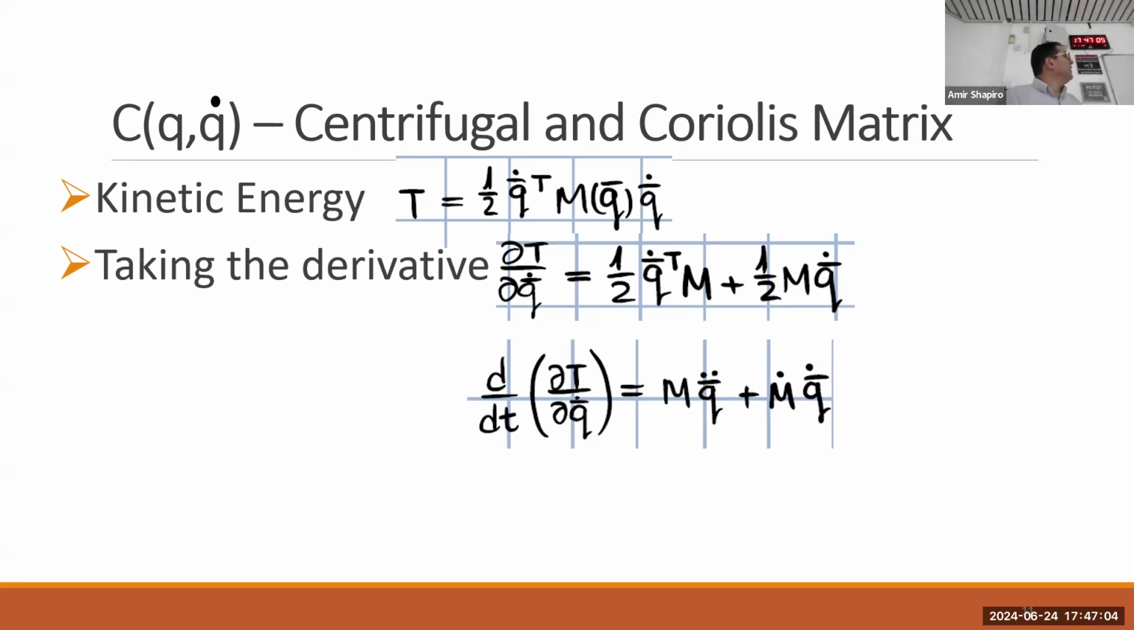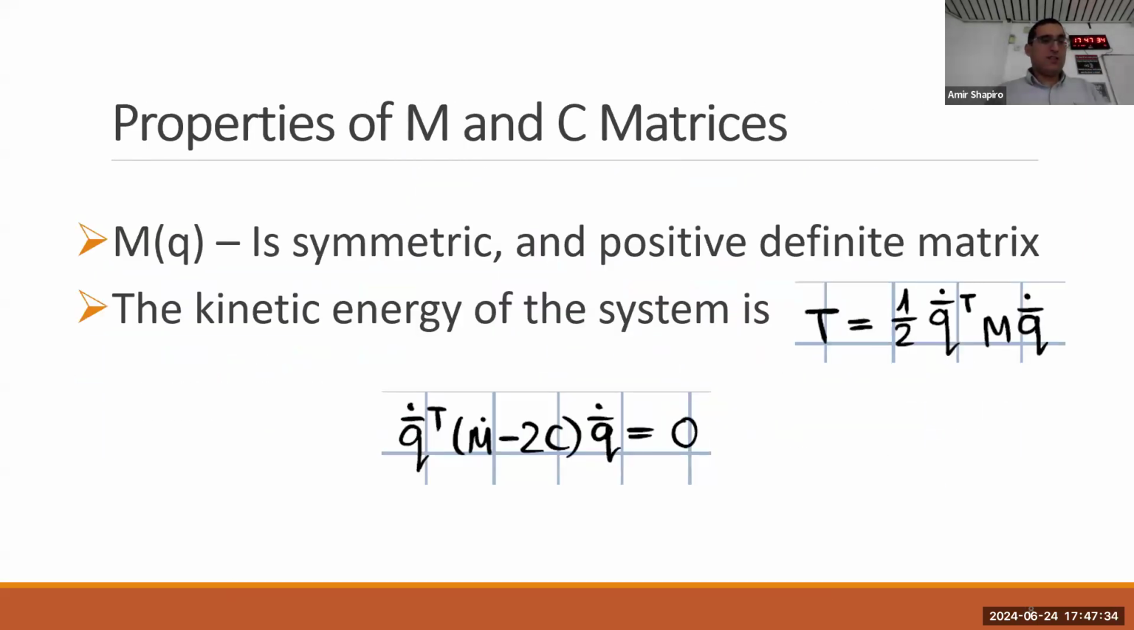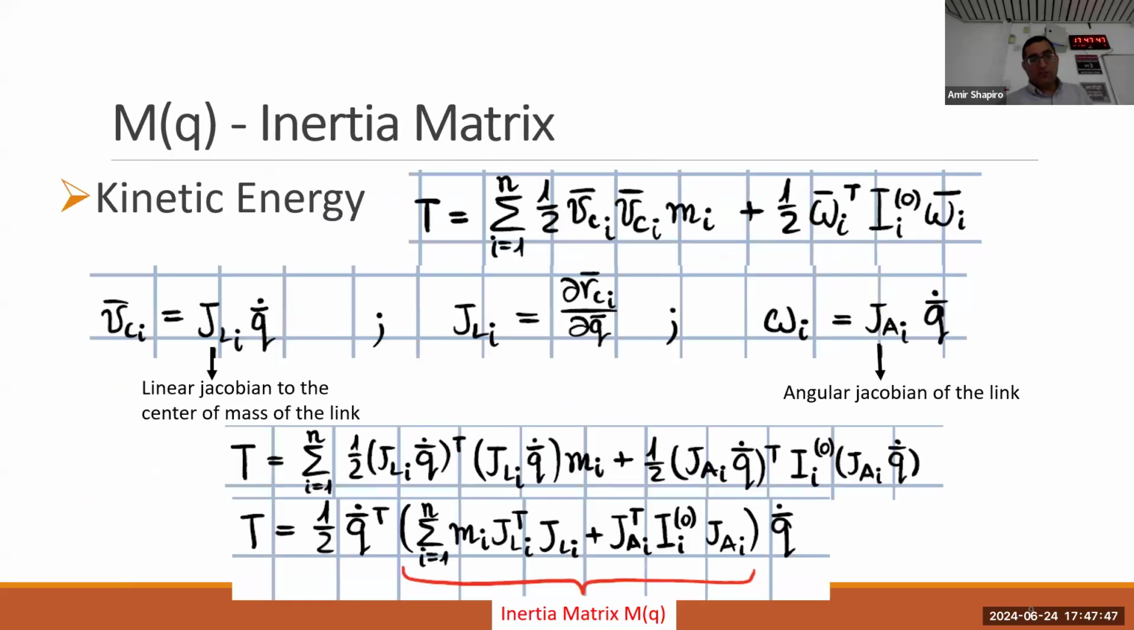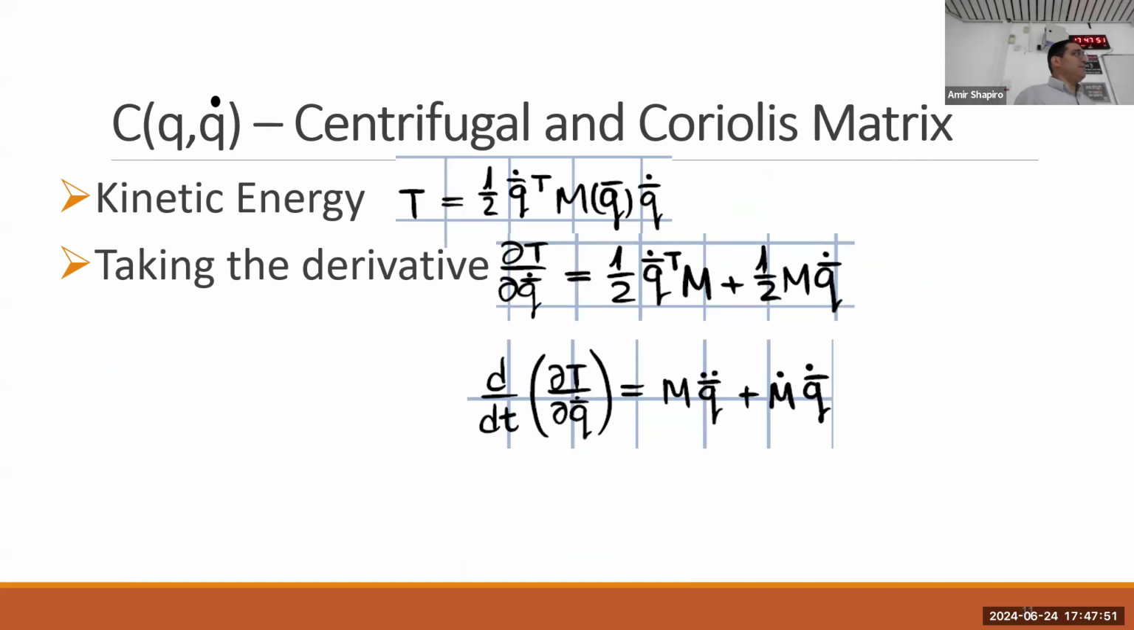So now we have the first term of the Lagrange equation, which is d/dt of dT/dq dot. And this is the term M q double dot. We already know what it is, and this is the first part of the equations of motion. Recall that this is the equation of motion. So M q double dot is here. So what is left for C is only the part of M dot q dot from here, because this is already part of the equation of motion, and M dot q dot is left for the C matrix.